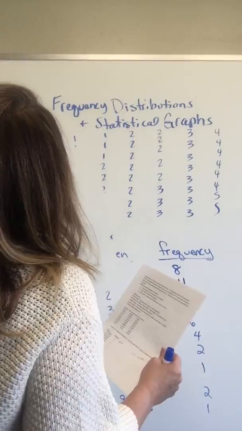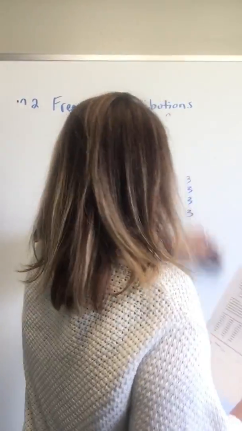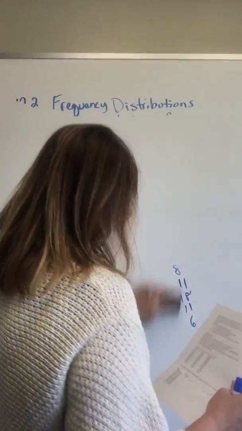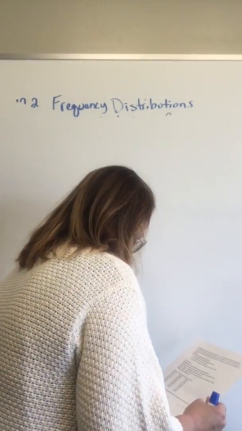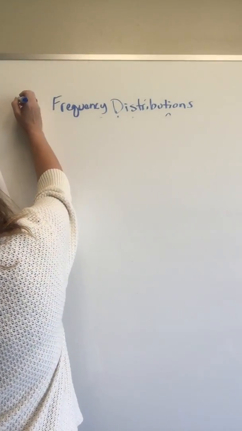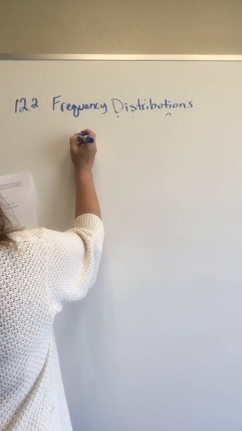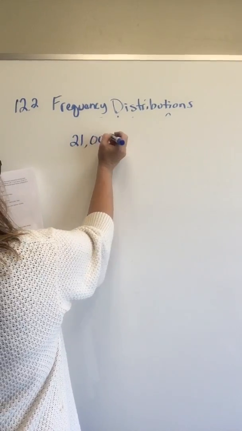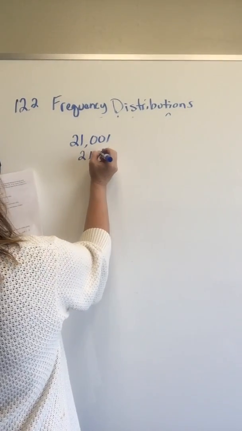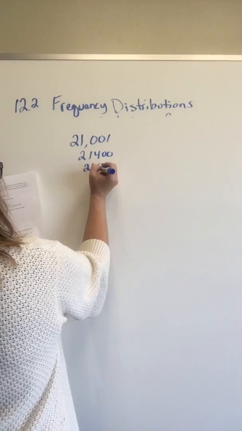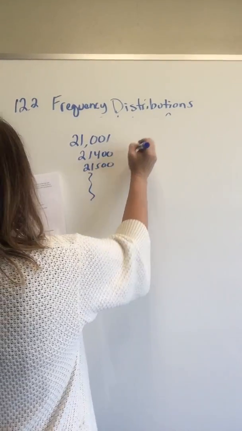All right, now we're going to do an example with a bunch of data about teacher salaries. Let's see if I can get that written on here without driving you crazy. Probably be best if you were looking at that in your notes there, though. So we've got $21,001, $21,400, $21,500, and so on and so on and so on.